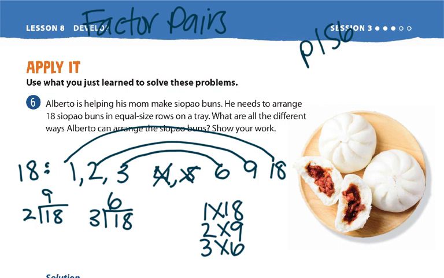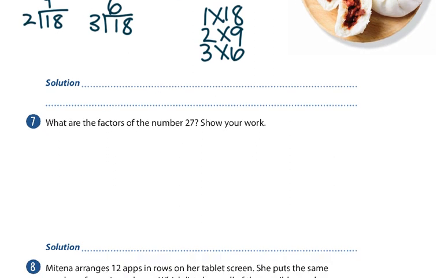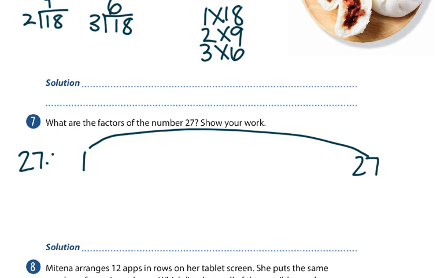Let's go to number 7. What are the factors of the number 27? So draw 27. We're ready to rainbow. 1 and itself. 27 is a big number, so make sure you make a long rainbow. What's next? 2. How many times will 2 go into 27? It doesn't, because 7's not an even number. It would have to be 24, 26, 28, 30. 27's an odd number, so we can already tell 2's out. Just cross it out.